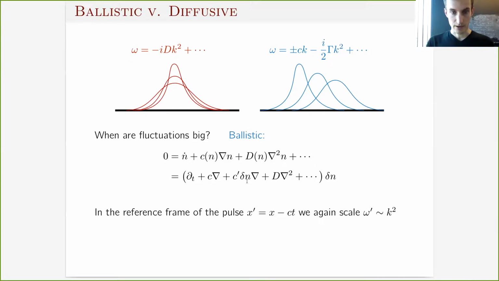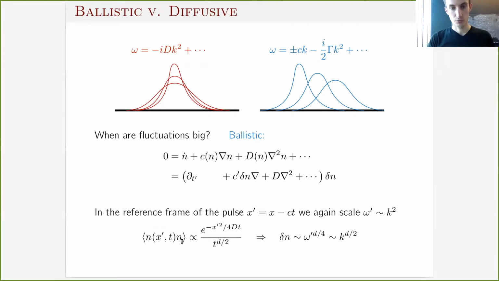So let's again do a quick scaling analysis. First, just to simplify things a bit, it's helpful to work in coordinates where we're following the pulse, so that we basically just see it spread diffusively. So in these coordinates, this kinetic term simplifies to simply this. And now we can use the same scaling analysis we had before. Now we just have diffusive spreading in these coordinates. So our charge 2-point function again looks diffusive, which tells us that charge fluctuations again scale like k to the d over 2.